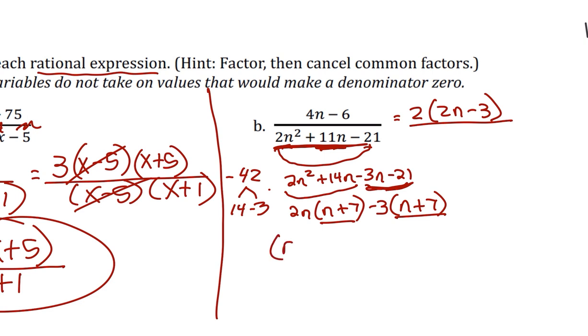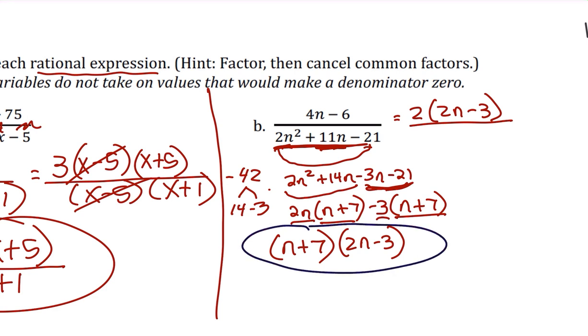So now you have n plus 7 as the greatest common factor, and the coefficients on those two parentheses make up the other quantity. I can guarantee you that if you were to multiply this out, you would get back to 2n squared plus 11n minus 21. This is not the only way to factor a trinomial when the leading coefficient is not 1, but it's a good structured way. If you like this method, I would use it.